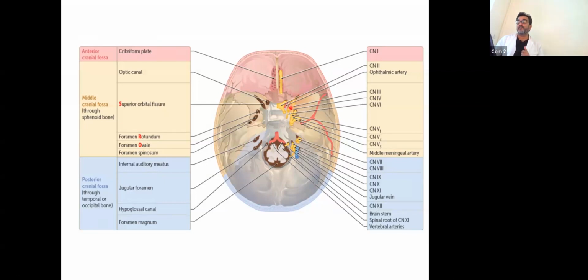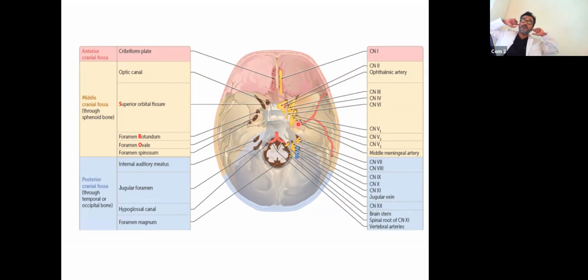Then from the superior orbital fissure, you can see the third, fourth, and sixth cranial nerves going into it, and part of the trigeminal, which is the fifth cranial nerve, passing through the superior orbital fissure. Then you have part of the trigeminal passing through the foramen rotundum, and part of the trigeminal passing through the foramen ovale. So third, fourth, fifth, and sixth are gone. Then you see the internal acoustic meatus through which the seventh and the eighth cranial nerve are passing. So the facial and vestibulocochlear are passing through the internal acoustic meatus.